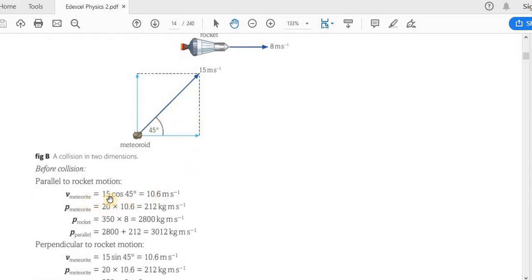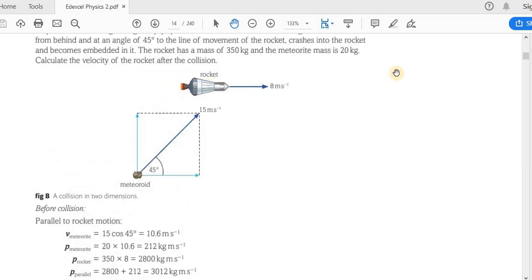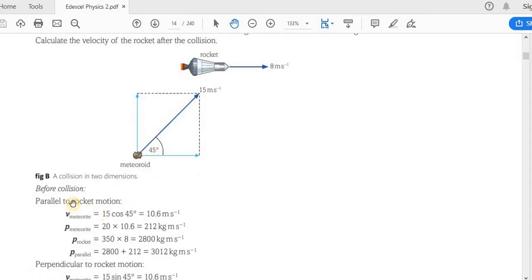Okay, so this is what we are finding: 15 cosine 45 before collision, parallel to the rocket motion, that is in this direction. We don't know whether it's horizontal or vertical, so that's why they say parallel to rocket motion. But if you look at this diagram, you can think this is the x direction, the horizontal direction, and this is the y direction, the vertical direction. So that means in the x direction, as you can see in this diagram, it will be 15 cosine 45, that is 10.6.